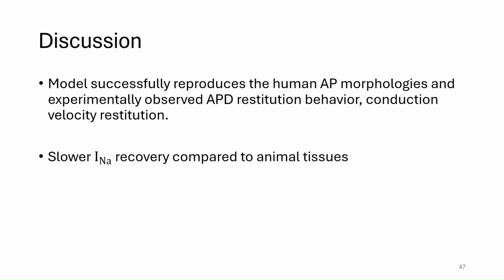Discussion. What makes this different from the earlier models is that it successfully reproduces human AP morphologies, the experimentally observed APD restitution behavior is reproduced quite properly, and the conduction velocities were captured. The main highlight of this paper compared to other animal-based heart models is that it considers slower sodium ion recovery compared to animal tissues. That's where the paper was able to capture this human heart ion behavior properly.